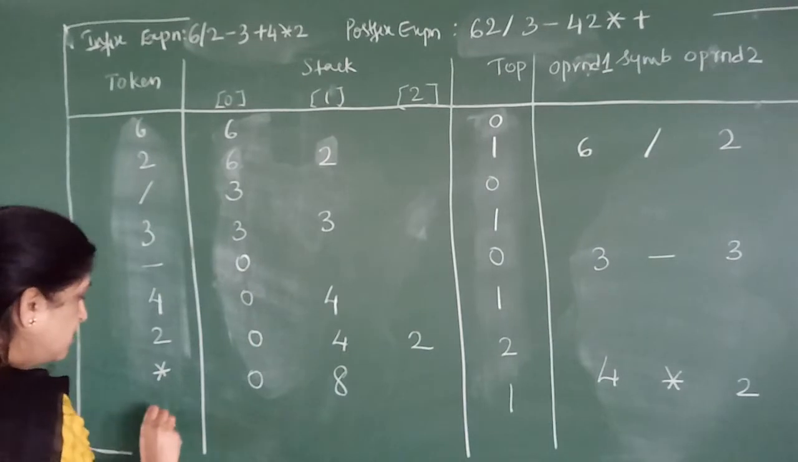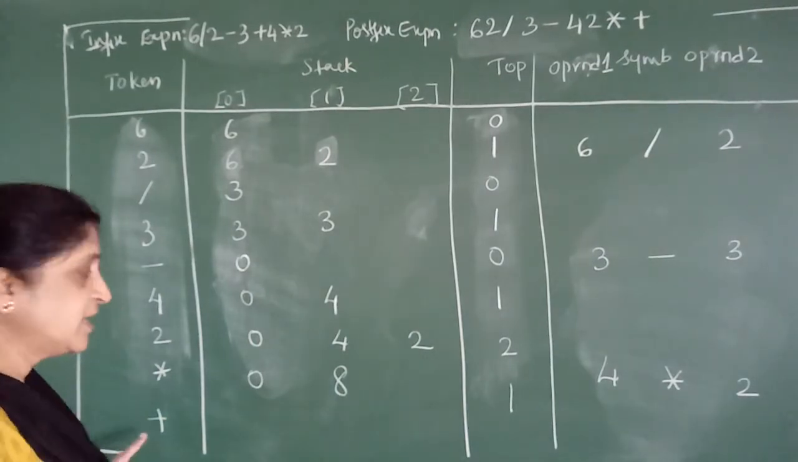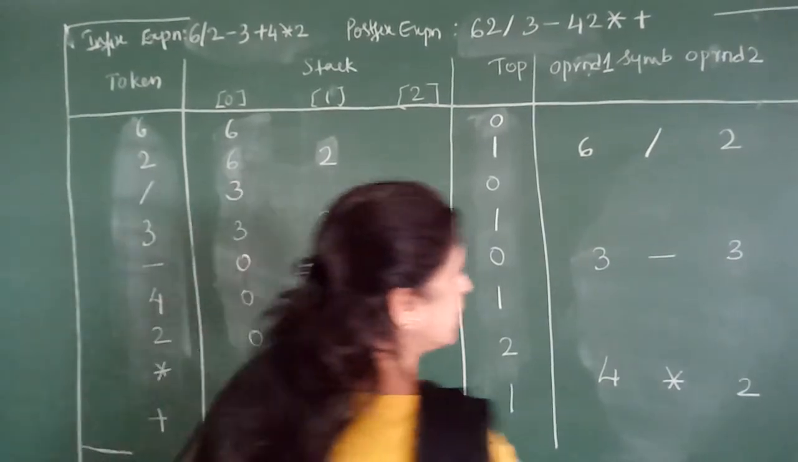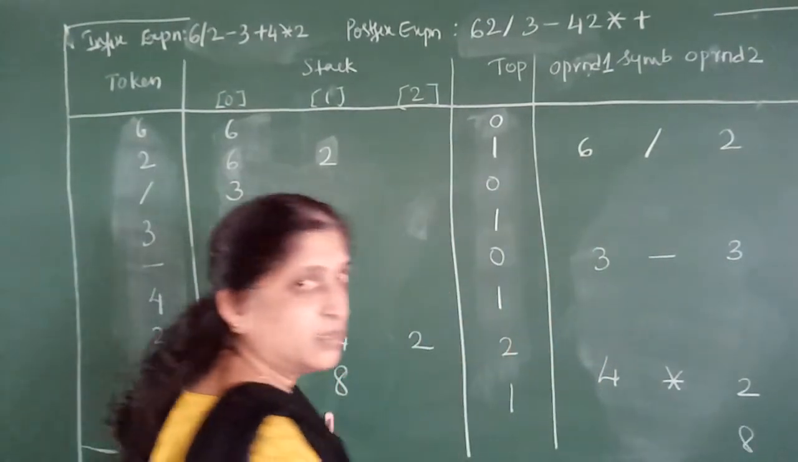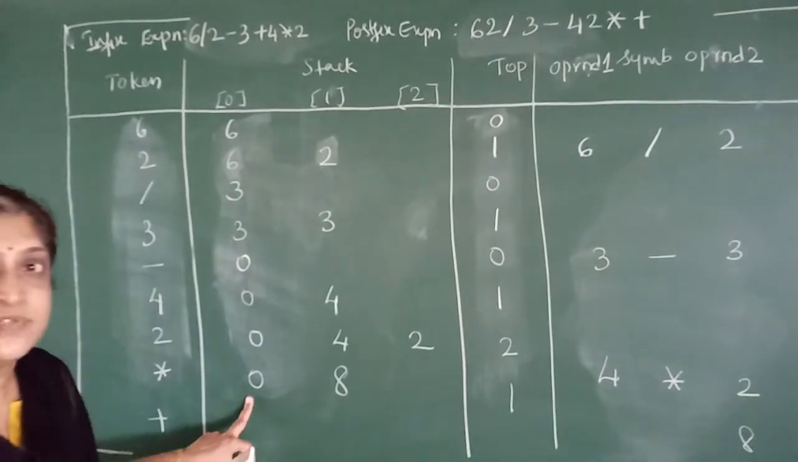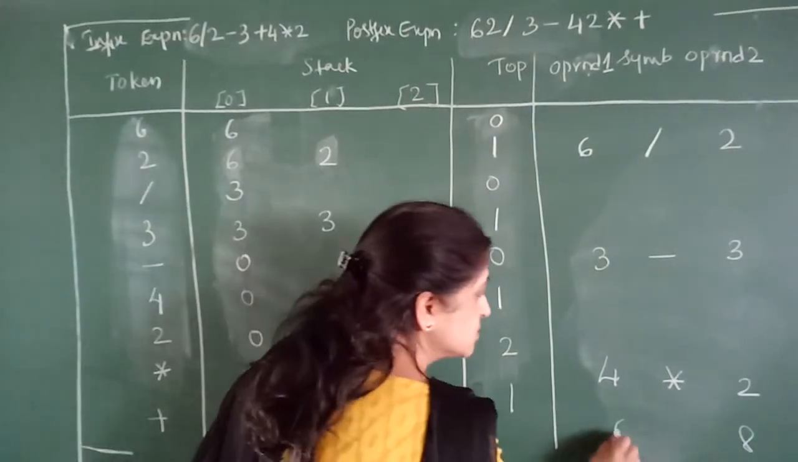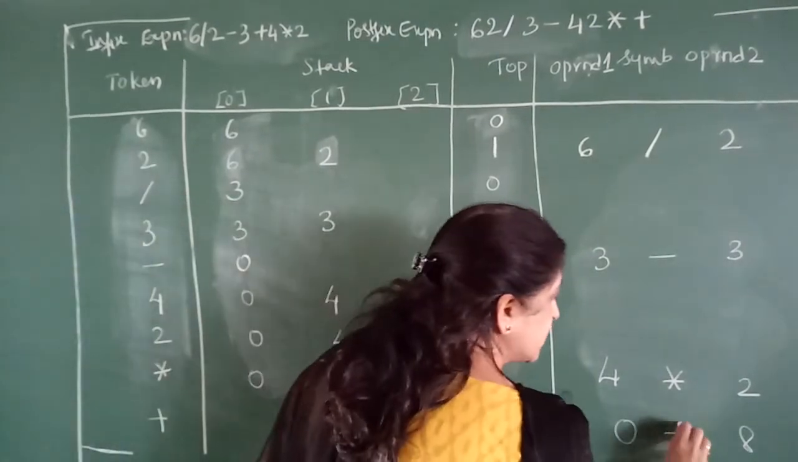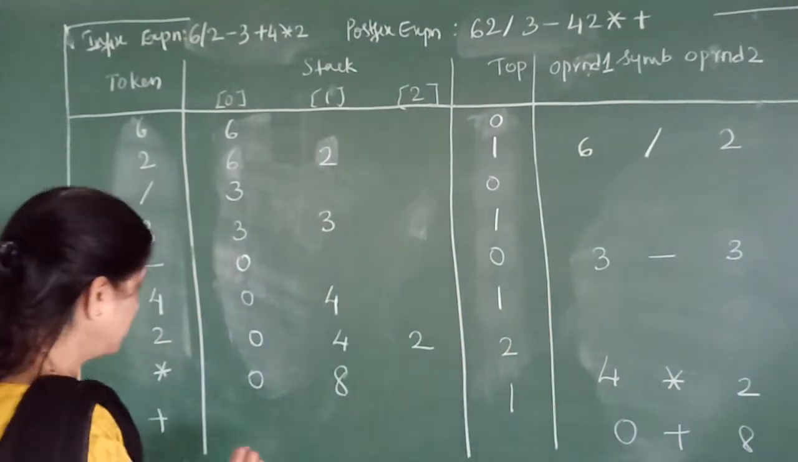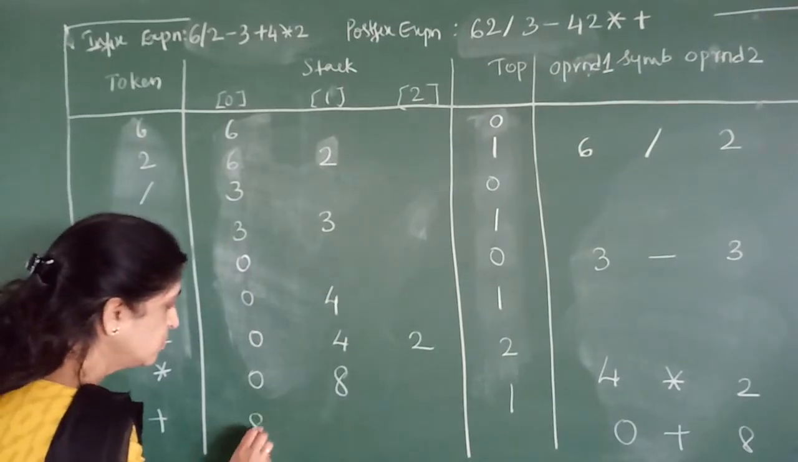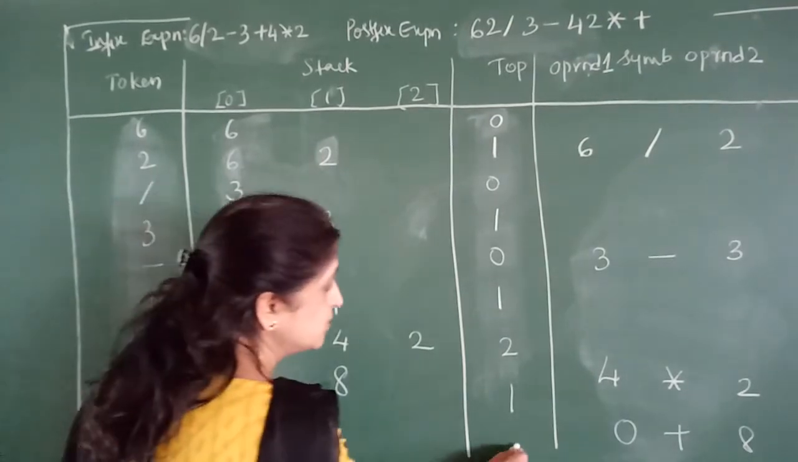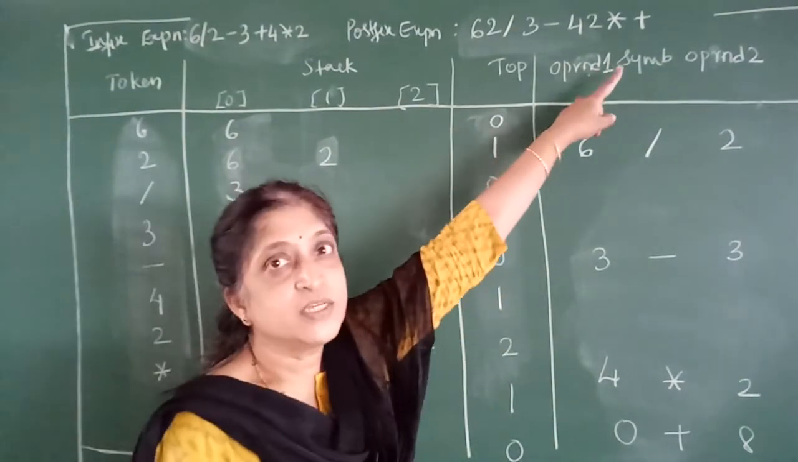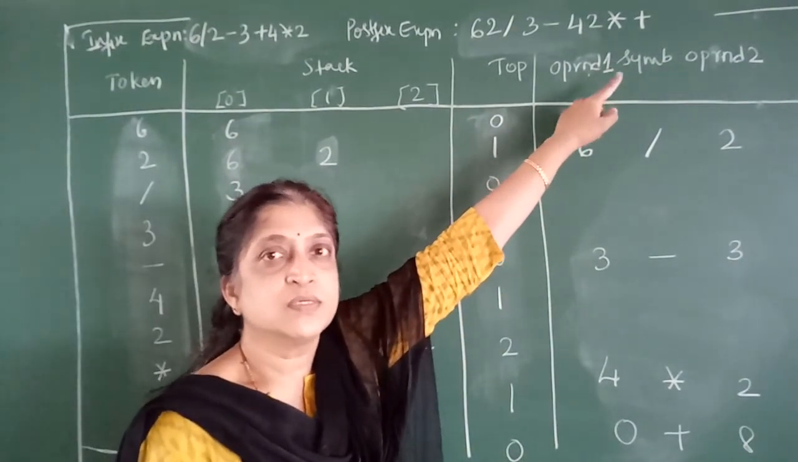Then we have plus. So plus is the next token. Again this is an operator, pop 2 elements. So pop 8, so this becomes operand 2. Then we have 0 here, pop this, apply this operation, plus. 0 plus 8 is 8. Push 8 to stack. So stack top is 0. We have reached the end of the postfix string.